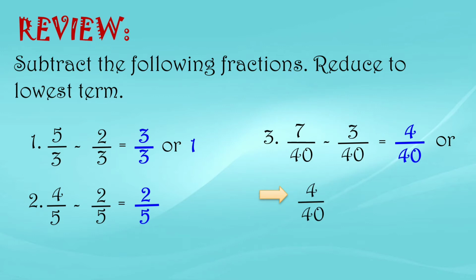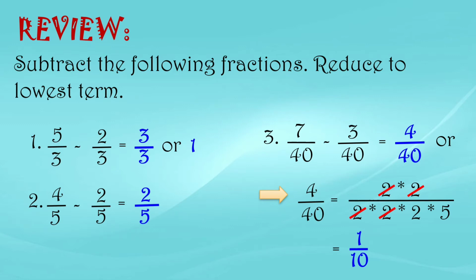Ang gagawin natin, ifa-factor natin si 4 over 40. Ang factor ng 4 ay 2 times 2. At si 40 naman ay 2 times 2 times 2 times 5. And then, after nyan, mag-cancel tayo. Yung matitira, yun yung sagot. Ang numerator, na-cancel lahat. So, we have 1. And the denominator, merong natirang 2 times 5. So, we have 10. Ang lowest term ng 4 over 40 ay 1 over 10. Kaya ako pinakita sa inyo yan, yung factoring, para pwede natin siyang magamit pag nag-simplify tayo ng RAE.